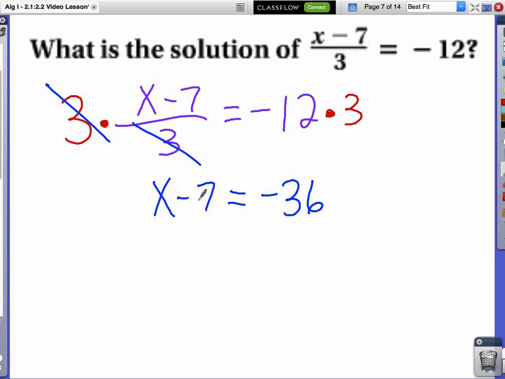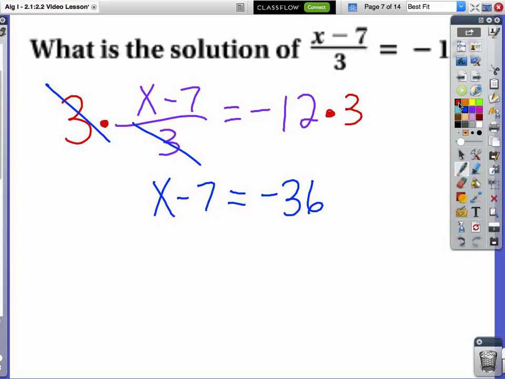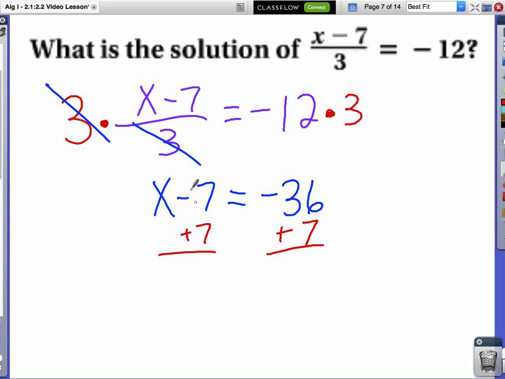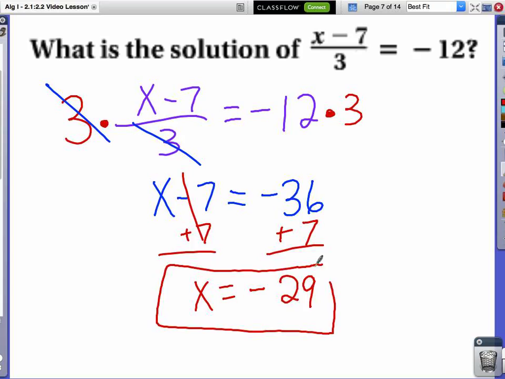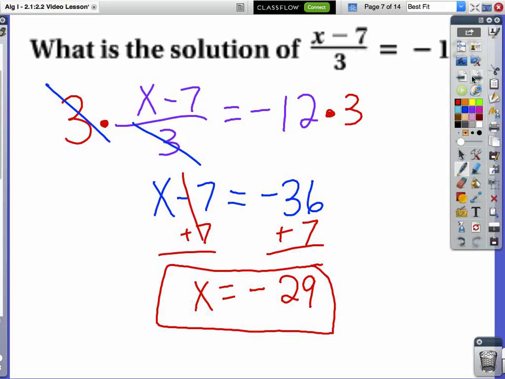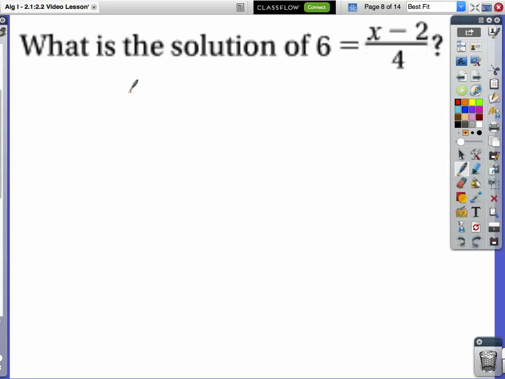And now the last thing we have to do is to get rid of that minus 7. So we're going to add 7 to each side. Again, you can use your calculator for the addition, subtraction, multiply, and divide, but you have to show all of this on your paper. So negative 36 plus 7 is a negative 29. Again, all of this work on your paper. Okay, one more like that.